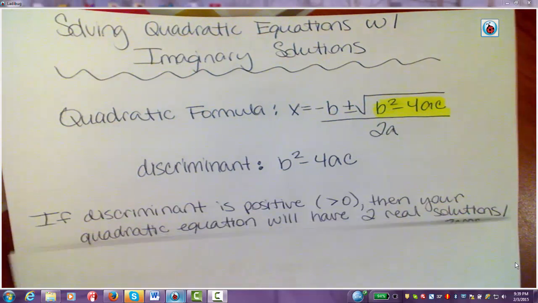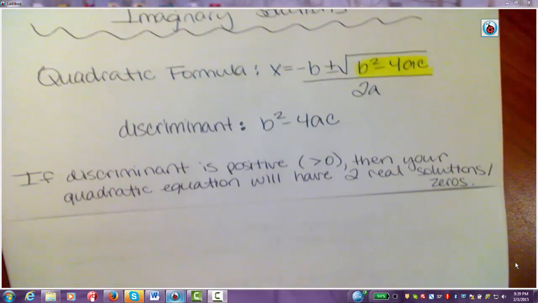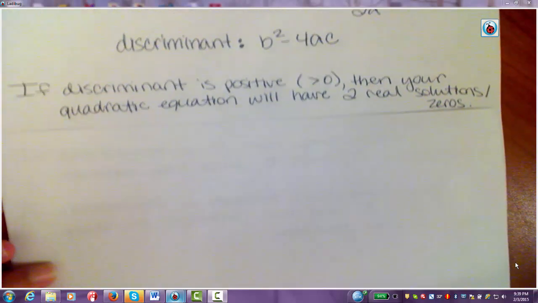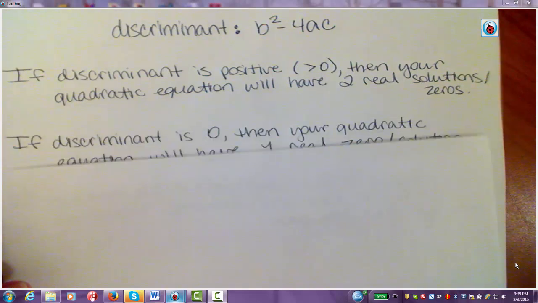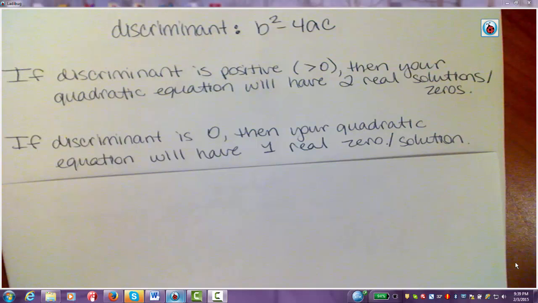If the discriminant is positive, meaning greater than 0, then your quadratic equation will have two real solutions. If your discriminant is 0, then your quadratic equation will only have one real solution.